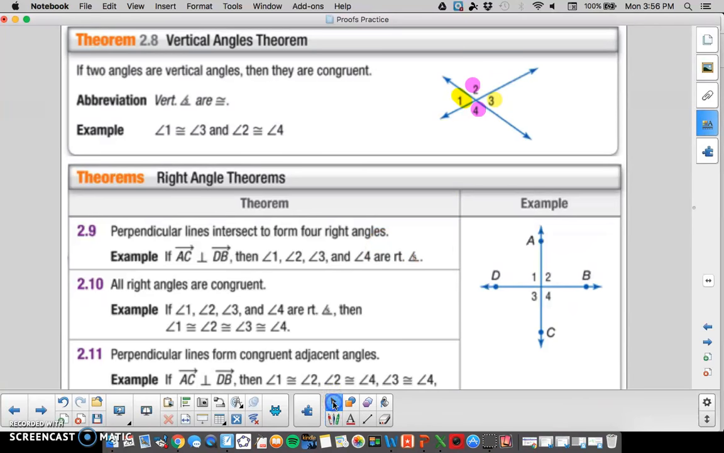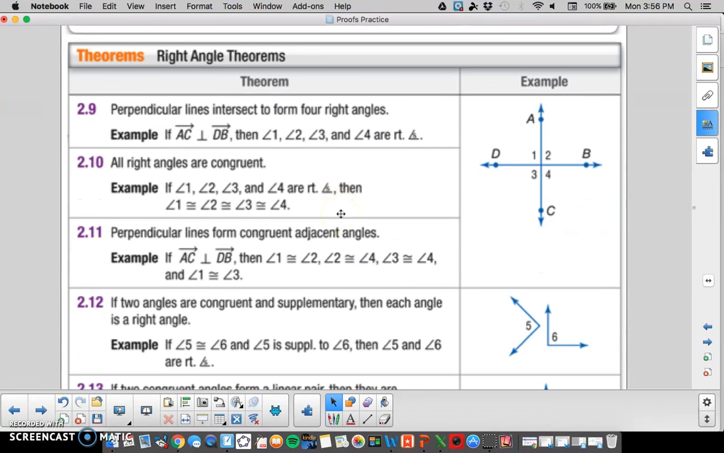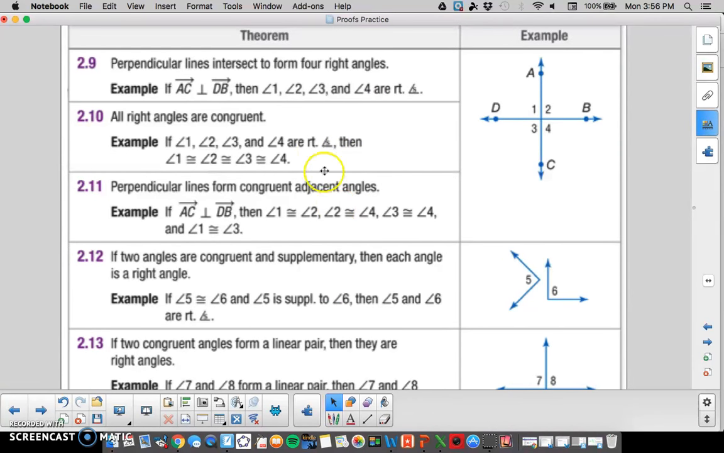Then we also have some right angle theorems. Perpendicular lines intersect to form 4 right angles. So we have this example here. If AC is perpendicular to BD, then we know that angle 1, 2, 3, and 4 are all 90 degrees. All right angles are congruent. Well, if all right angles are 90 degrees, then all of them have to be congruent. So in this picture here, we know angle 1 is congruent to angle 2, congruent to angle 3, congruent to angle 4.